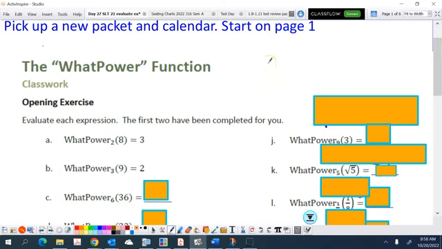What it's asking you to do is tell us what power I have to raise 2 to in order to get 8 as an answer. Well, the exponent that 2 is raised to is 3. 2 cubed equals 8, so 3 is our answer.